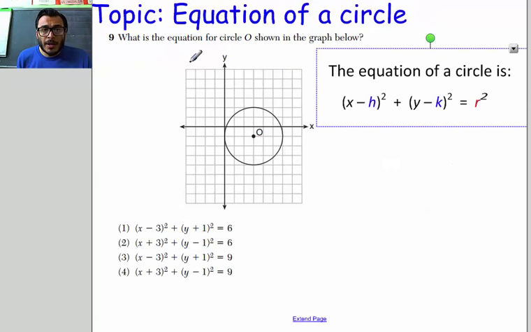So for number 9, it says, what is the equation for circle O shown in the diagram below? So we have to produce the equation.